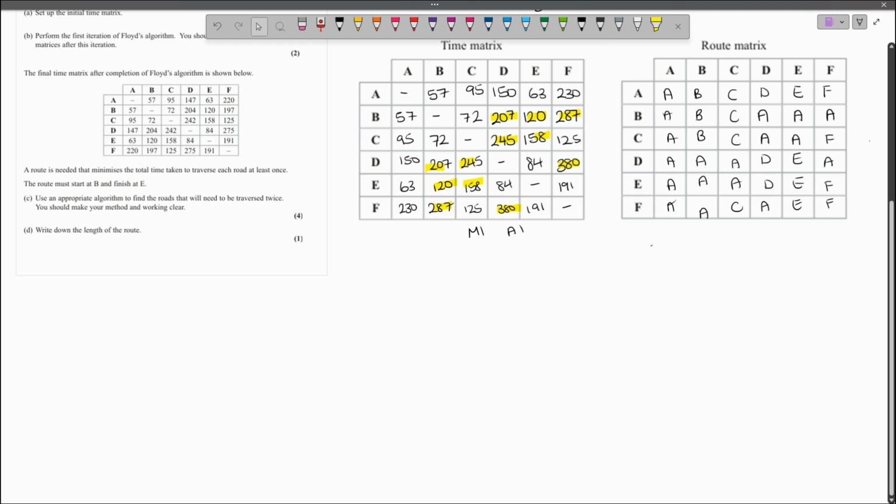We're now told that the final time matrix is shown here. We're told that we need a route that minimises the total time taken to traverse each road at least once. But we can start at B and finish at E. This sounds really familiar and sounds like a route inspection problem, and it is.